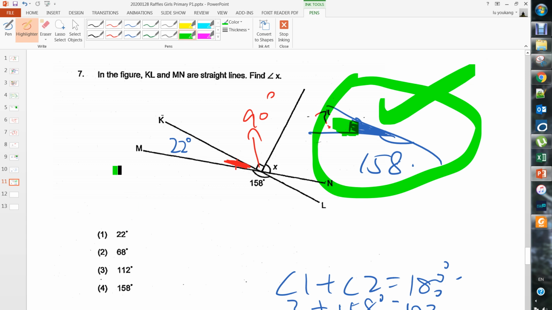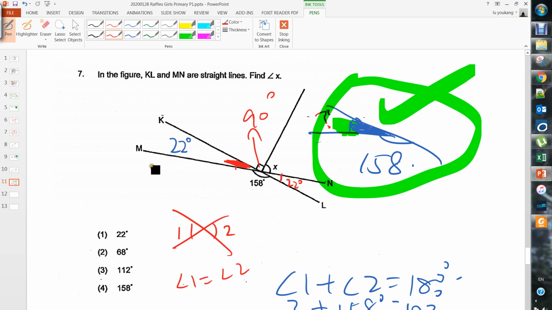So if this is 22, right? Then this is also 22. Why? Opposite angles. Do you know that these two angles are the same? Do you know why they are the same? They are opposite. So that means if this is 22, this one is also 22. Now you can figure out already.